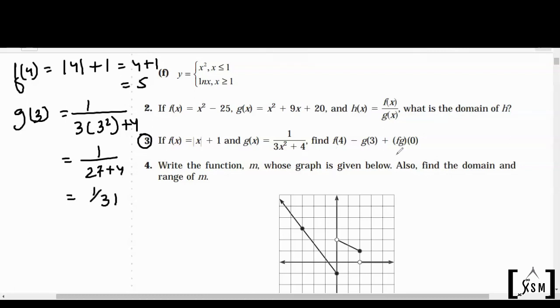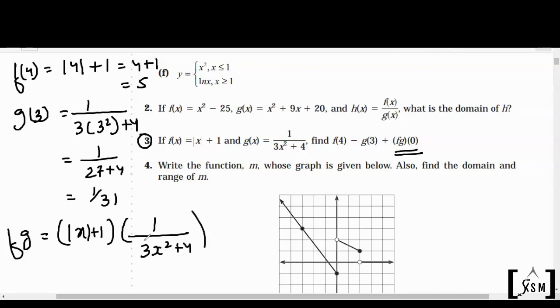And then the third part is (fg)(0). fg means first you will have to multiply f and g. So let's multiply f and g first. f and g means absolute value of x plus 1, multiplied by 1 over 3x squared plus 4. So when we multiply, we get the numerator as absolute value of x plus 1 over 3x squared plus 4.